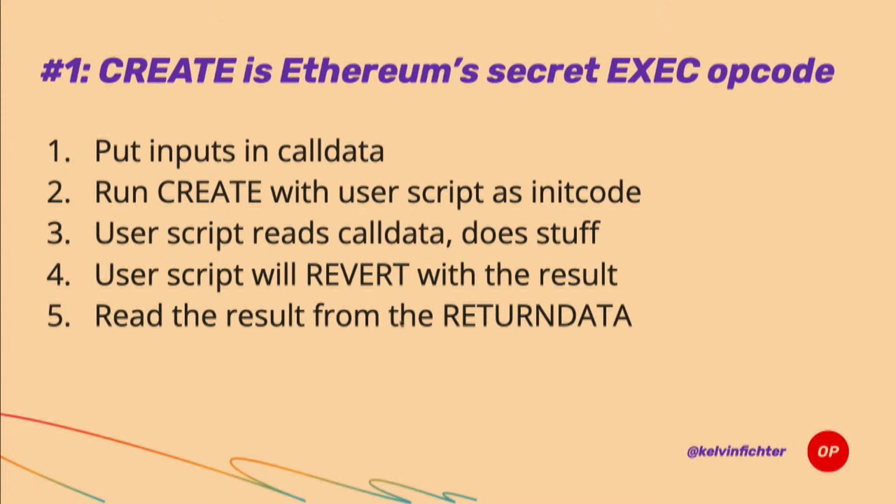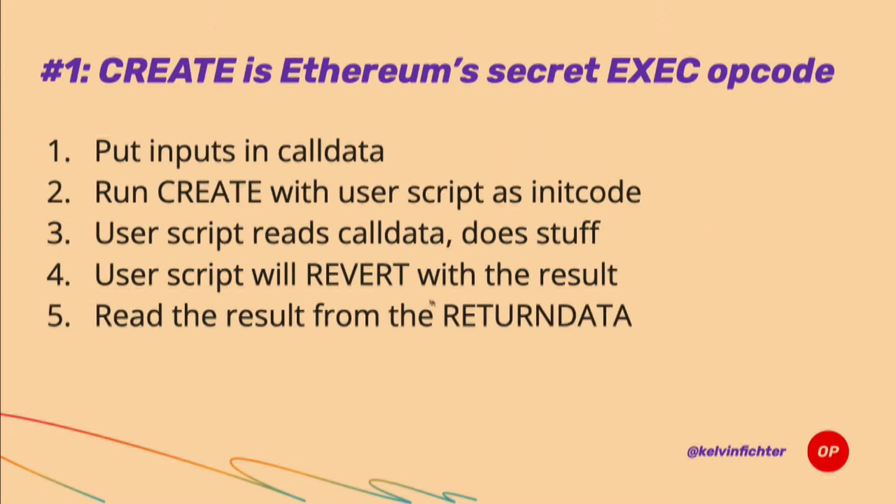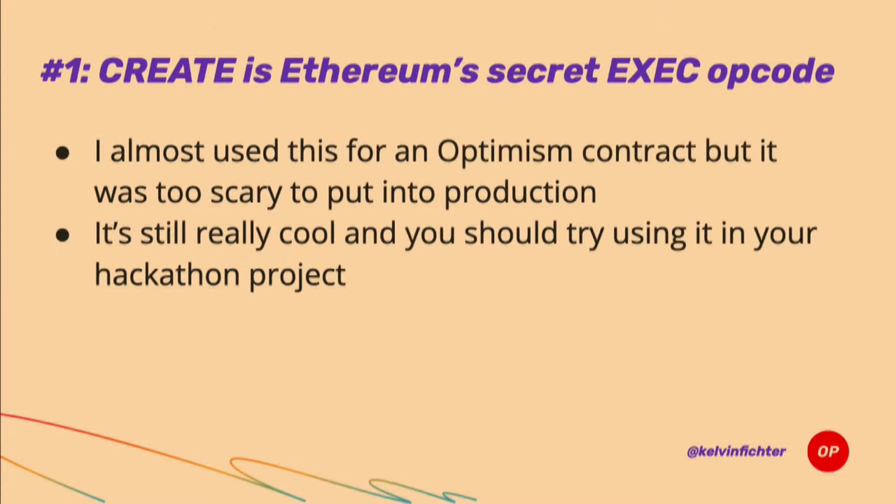The other reason to revert here is that, like I said, this is still a contract creation, and if you return, then it actually goes and creates a contract with whatever's in the return data. But the EVM has a quirk where if you revert, then whatever you return, instead of being created as a contract, just gets put into the return data buffer, so you can read it. So Optimism almost did this. I was too scared to put it into production, but I built it, where we had this whole system of these contracts that would drip ETH to other contracts.